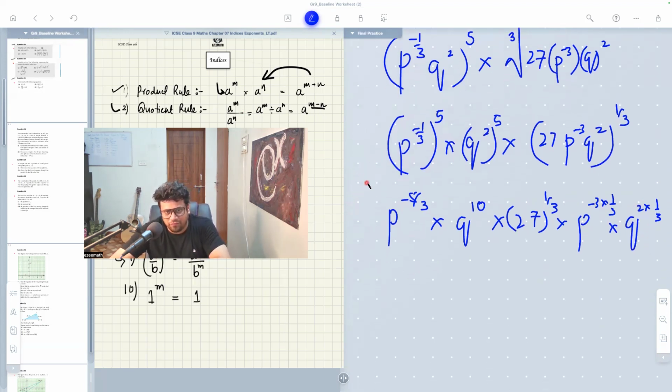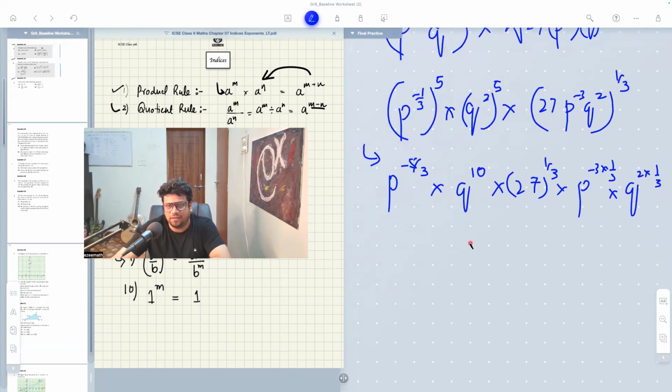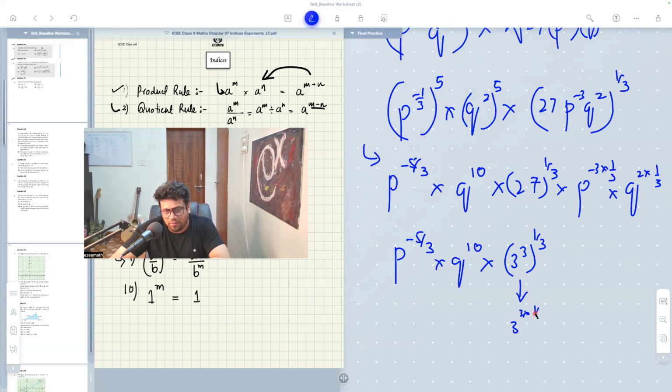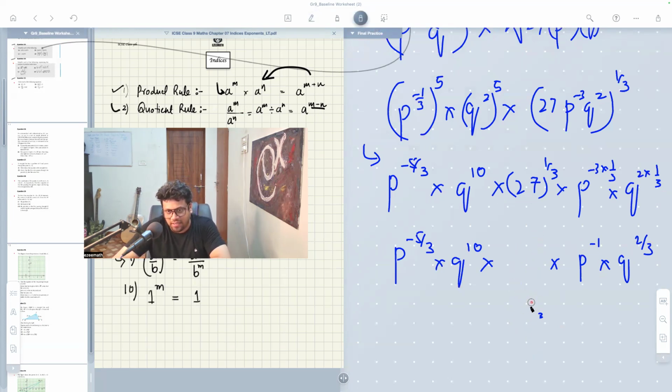And I'm missing a few steps here only because we have seen those steps quite a lot of times now. And there it is. 27 to the power of 1 by 3 is 3 cubed to the power of 1 by 3. Well, that is 3 to the power of 3 into 1 by 3. Well, that's 3 itself, multiplied by p to the power of minus 3 into 1 by 3, which is minus 1, and q to the power of 2 by 3 is what you get. I'm going to replace that 3 cubed to the power of 1 by 3 with just a 3, and I explained why. There it is.